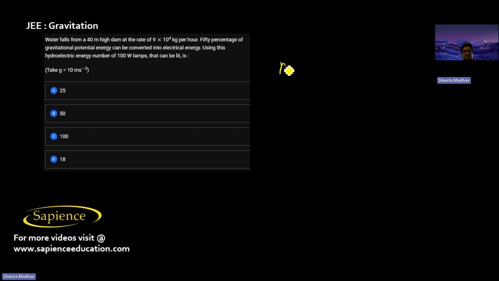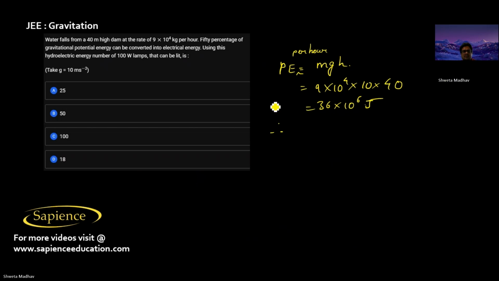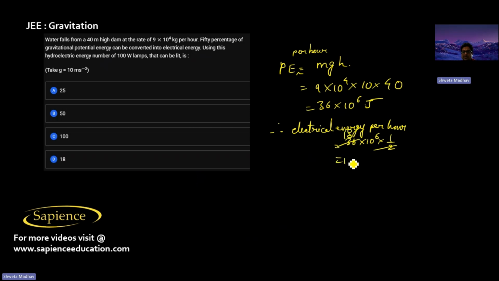The gravitational potential energy is equal to mgh. So that will be the gravitational potential energy obtained per hour. M is 9 into 10 power 4, g is 10, and height is 40 meters. So 4 nines are 36, so 36 into 10 power 6 joule per hour. Therefore, 50% of this can be converted into electrical energy. So the electrical energy obtained per hour is equal to 36 into 10 power 6 into half, which is 18 into 10 power 6 joule.